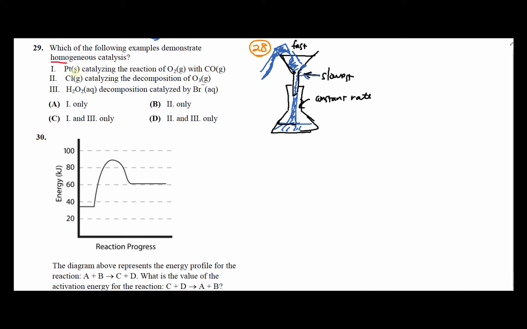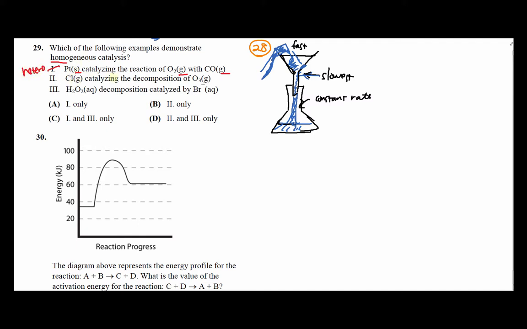If you look at A, we have a platinum that's solid. The metal speeds up the reaction, and we have a gas, so we have different states. Therefore, this is a heterogeneous catalyst. So 1 is wrong, it's hetero.